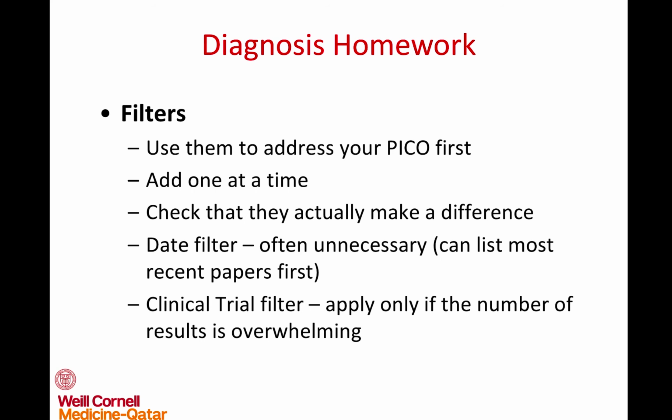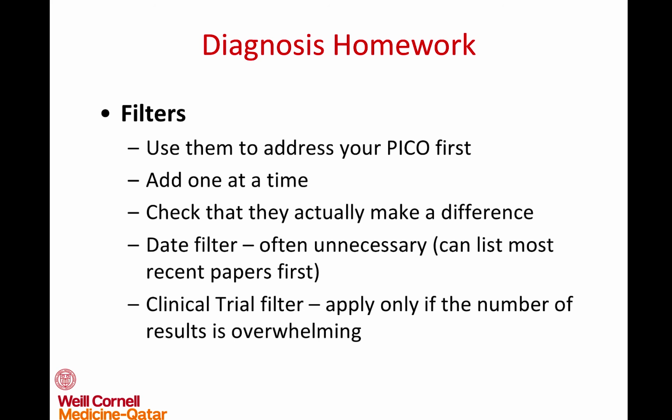Now, a lot of people like using the date filter, but it's often unnecessary. People like to limit to the last 5 years or the last 10 years. But honestly, don't do that, for two reasons. First of all, you can list the most recent papers first in the search results, so you automatically see the most recent research. Secondly, for a surprising number of conditions or interventions, the really important research may be more than 5 or 10 years old. And if you limit to the last 5 years, you simply don't even get to see it. So be careful about that date filter. By and large, you don't need it unless you are truly, truly overwhelmed with old results.